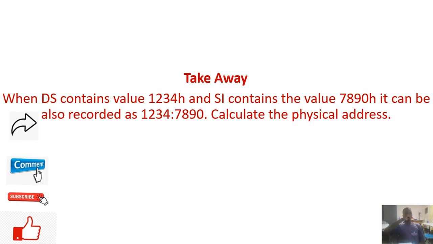Right. When DS contains the value 1234h and SI contains the value 7890h, it can also be recorded as that. I think you remember from previous slides. 1234 is our DS register value. Then 7890 is our offset. Here we do not have displacement. You are required to calculate the physical address.